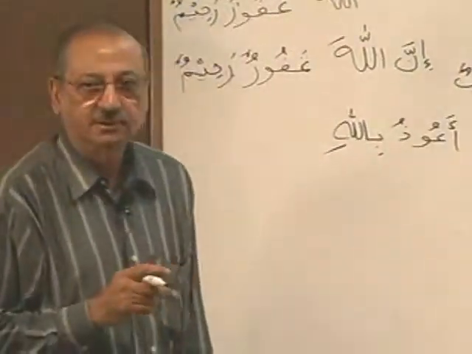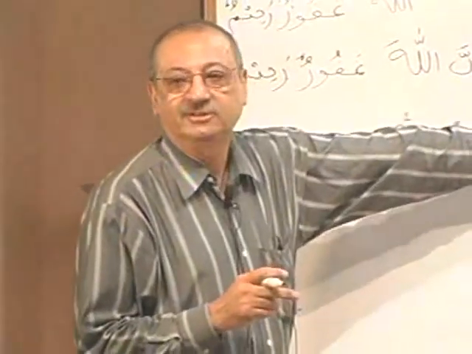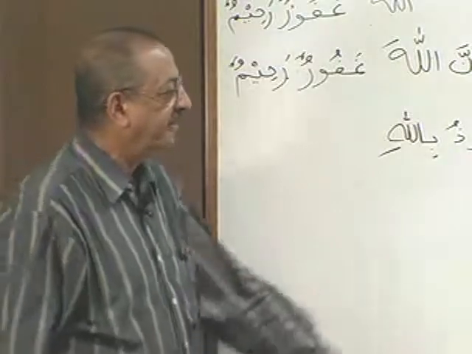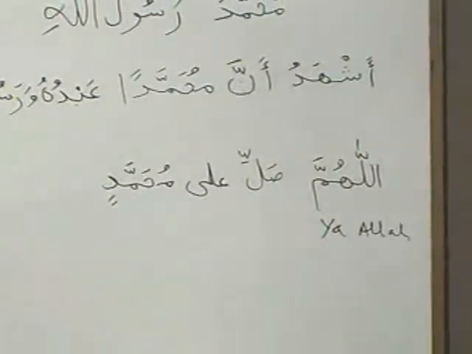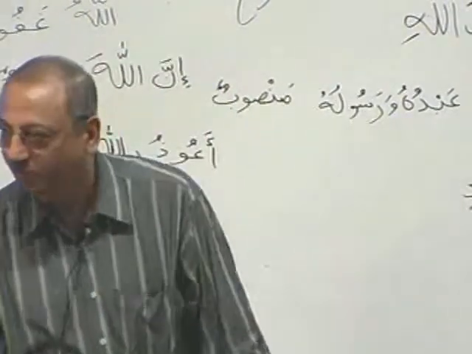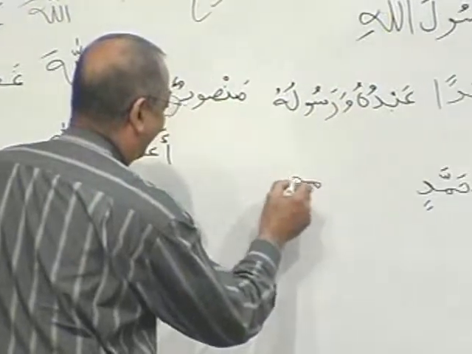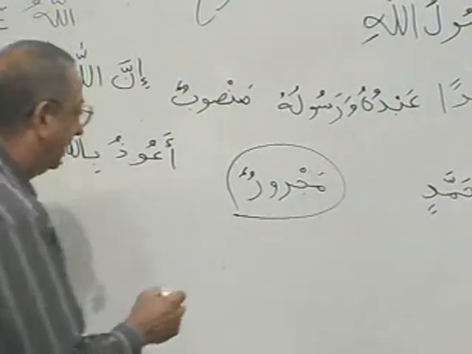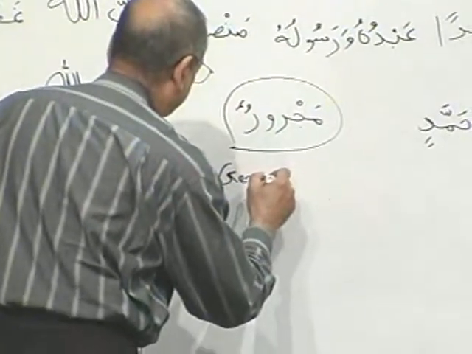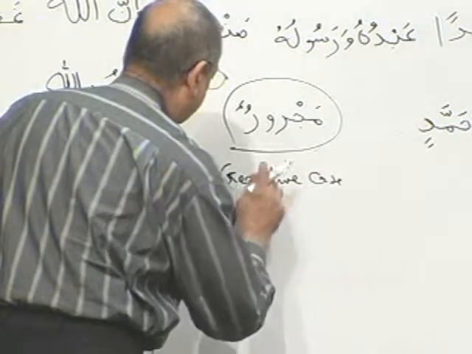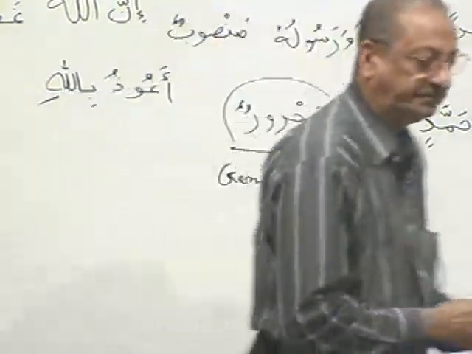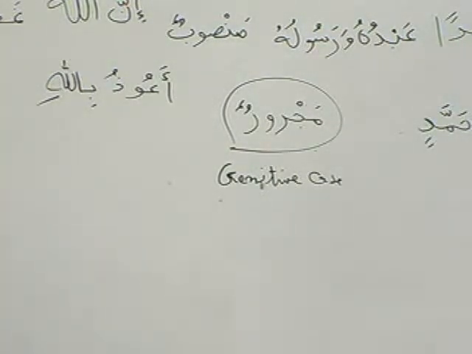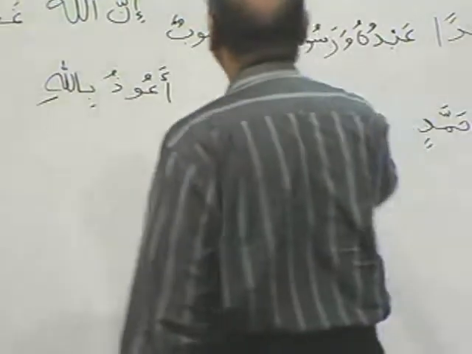Are you with me, brothers and sisters? We will memorize these terms that I'm writing. Now, if the noun ends with a kasra, be it a tanween or one, we will say the noun is majroor. Not majboor, majroor. Majroor, majroorun. And in English, it is called genitive case. Maybe I should write accusative case also. Mansub is accusative case.